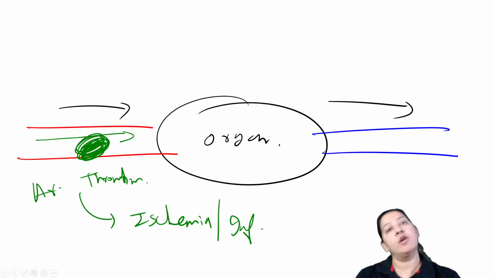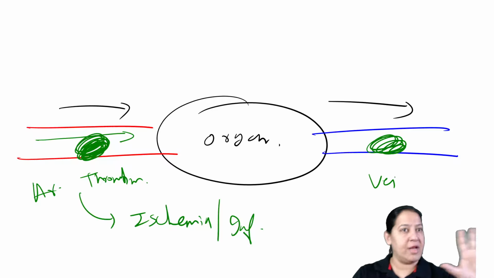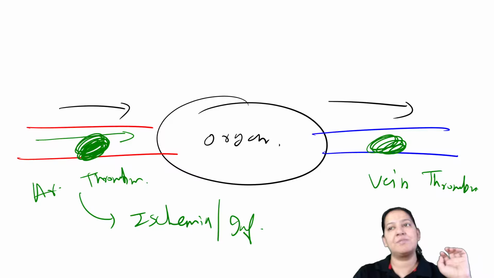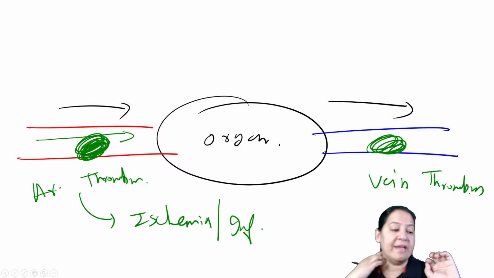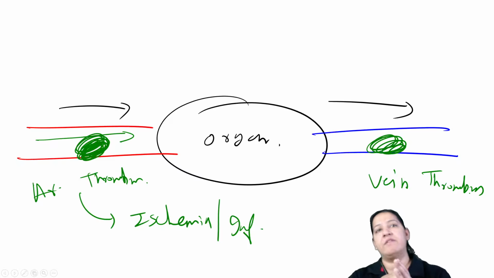Right? Now the other way around, imagine the thrombus is present in the vein, not in the artery. Artery is normal, but thrombus is present in the vein. You tell me what will happen? What is the clinical reason? I'm coming to your question, Kishore. First tell me what will happen in the vein?